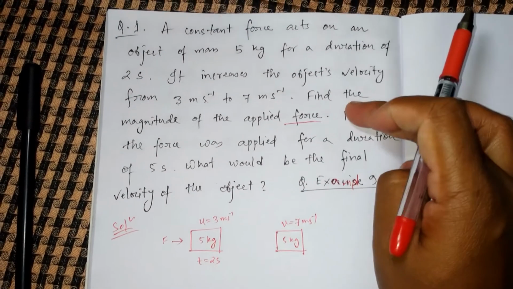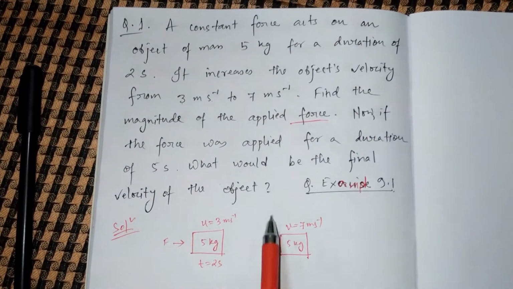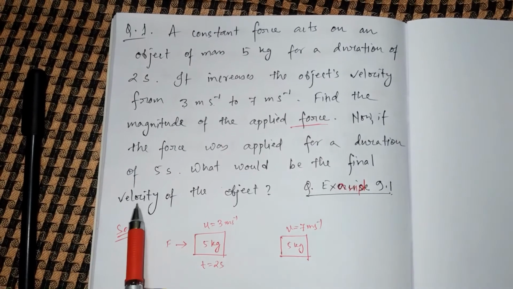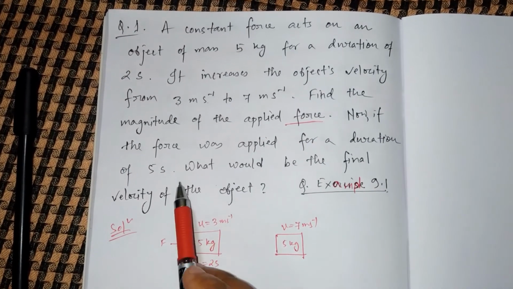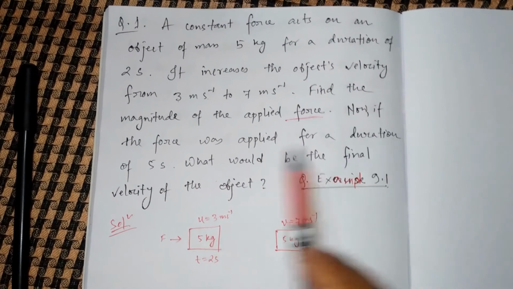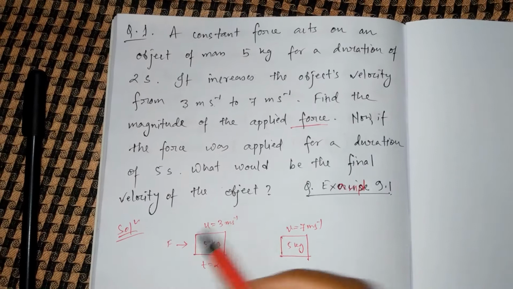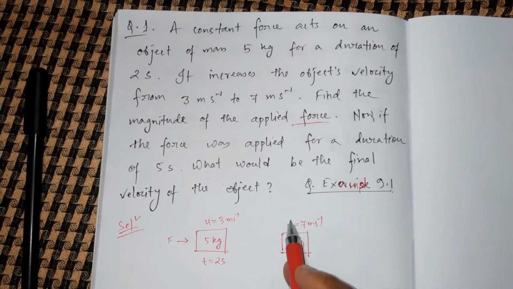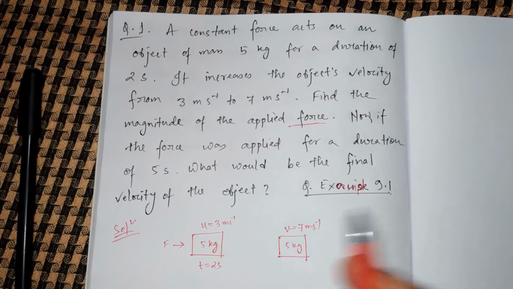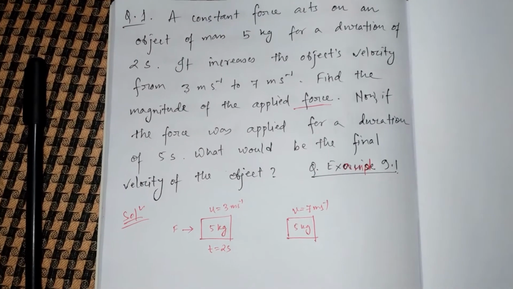This is the first part of the question, and in the next part we need to find the final velocity. What is changed here is the duration of force applied. Here the duration is 2 seconds, then in the second part we'll change the duration to 5 seconds and find what the final velocity will be. Okay, so let's see how we can solve this.